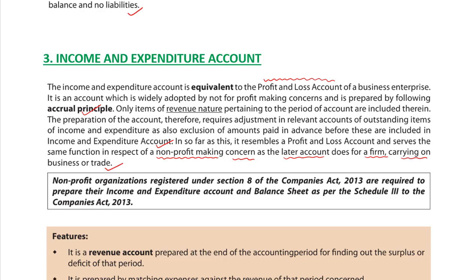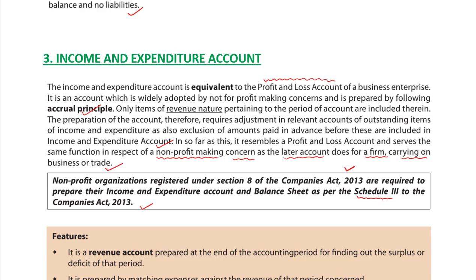This simply means that the purpose a profit and loss account serves for a profit making organization, the income and expenditure account serves the same purpose for non-profit making organizations, clubs and societies. Non-profit making organizations registered under Section 8 of the Companies Act 2013 are required to prepare their income and expenditure account and balance sheet as per Schedule 3 of the Companies Act 2013.